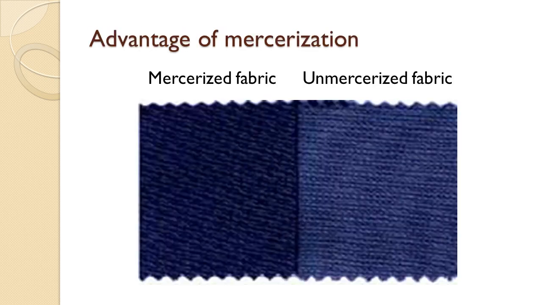So here is the example. If we carry out dyeing of the unmercerized fabric and mercerized fabric with a specific percent shade, after dyeing we can observe that in the case of mercerized fabric we get increased color depth of the same percent shade. So ultimately we can say that by carrying out mercerization we can minimize the dye consumption, whereas the unmercerized fabric appears somewhat lighter.